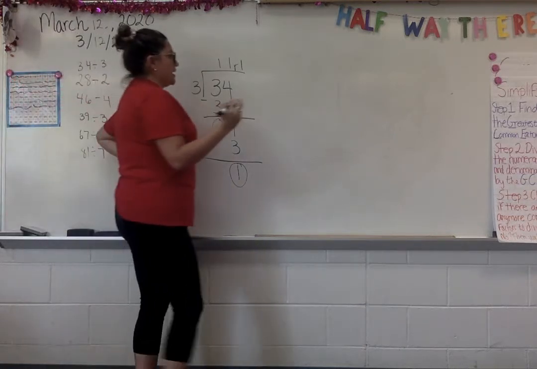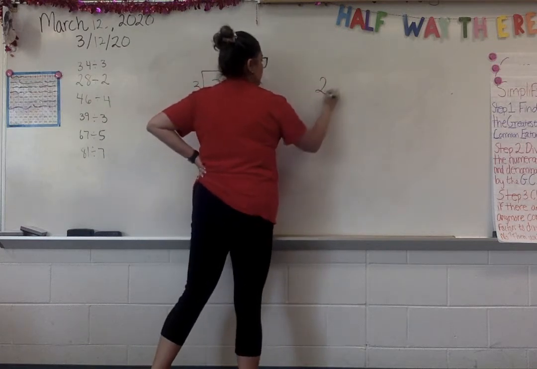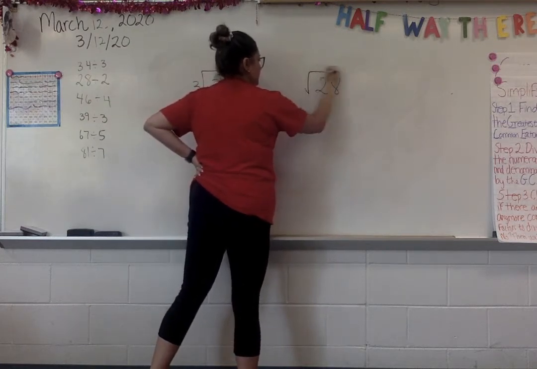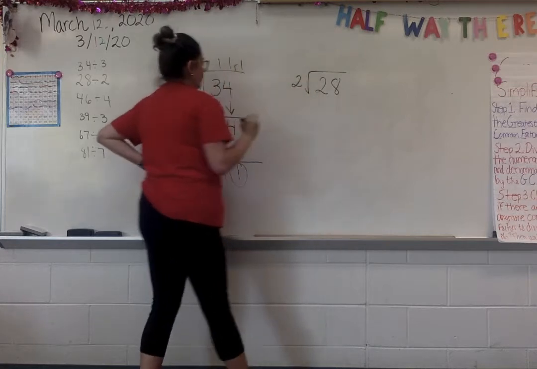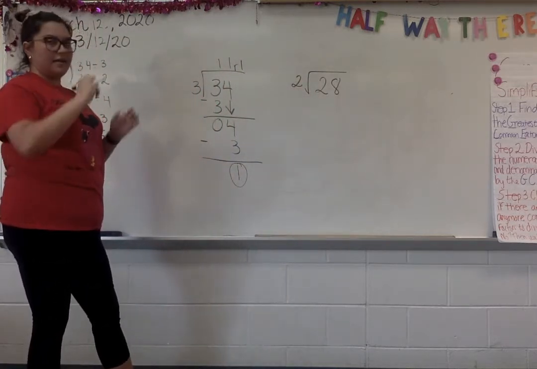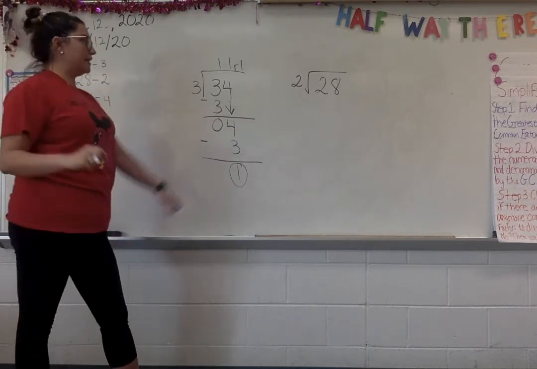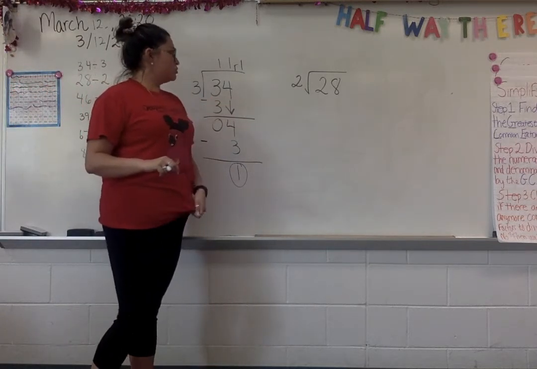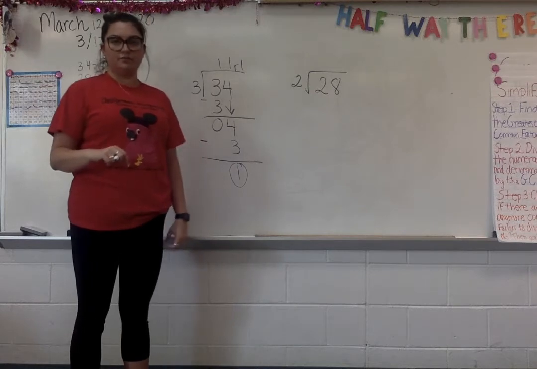So let's move on to our next one. We're going to do 28 divided by 2. Okay, so go ahead, set that up. Remember, 28 goes in the actual division sign, and the 2 goes on the outside. So 28 divided by 2.